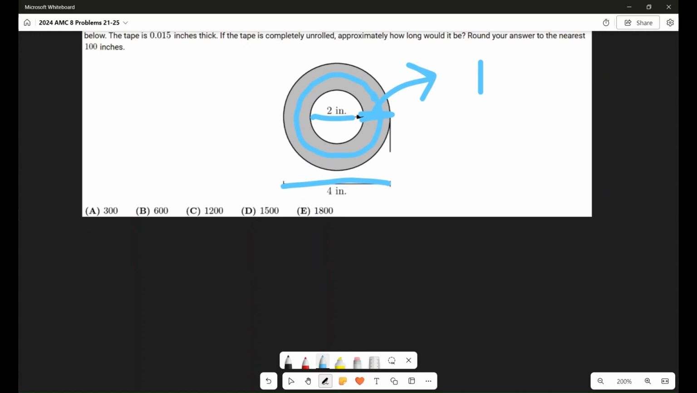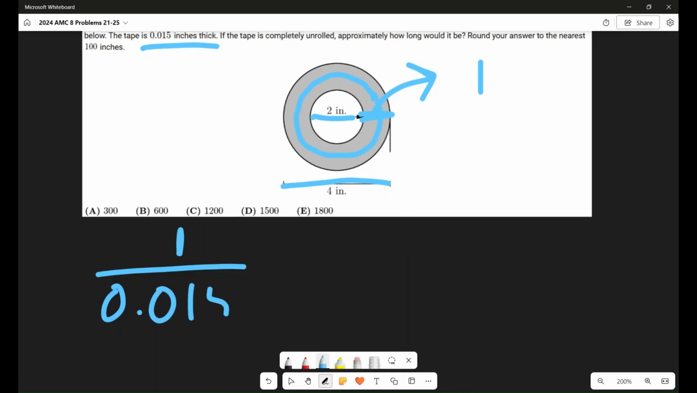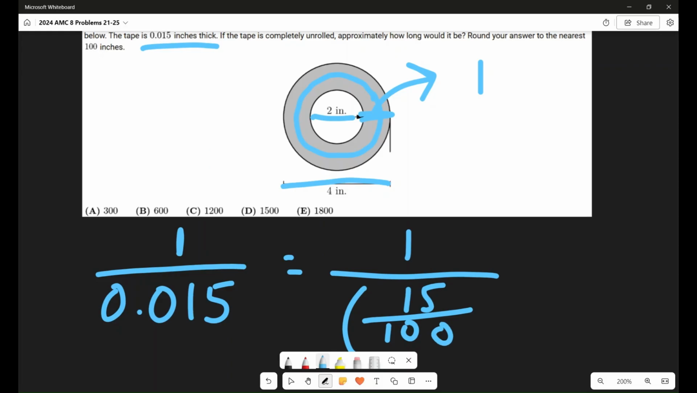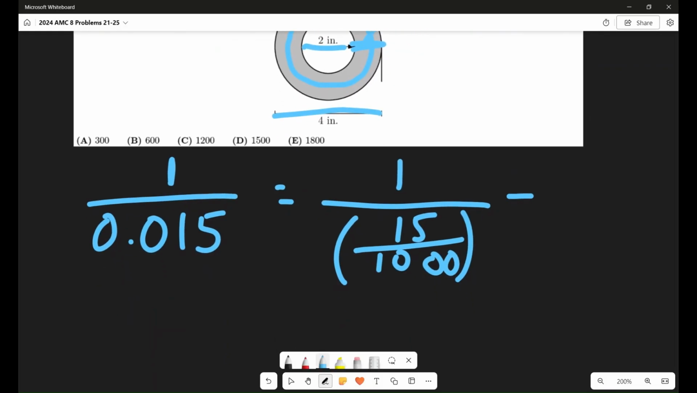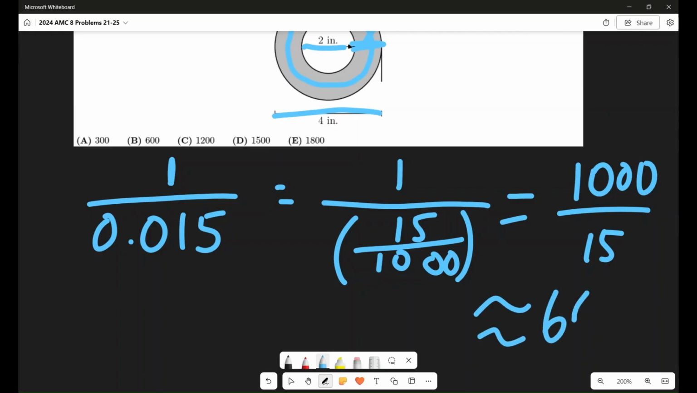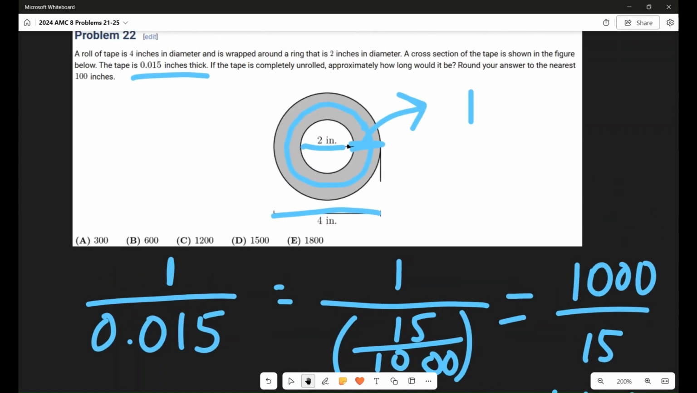Well, that's whatever we get when we divide 1 by the thickness of the tape. So that's 0.015. Then we can work that out. That's 15 over 1,000, so it's 1,000 over 15, which is approximately 66.67 when you work it out.